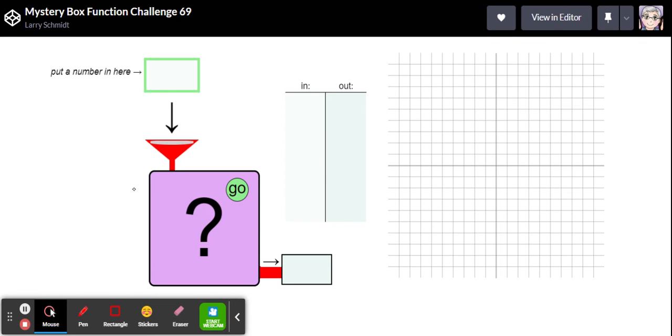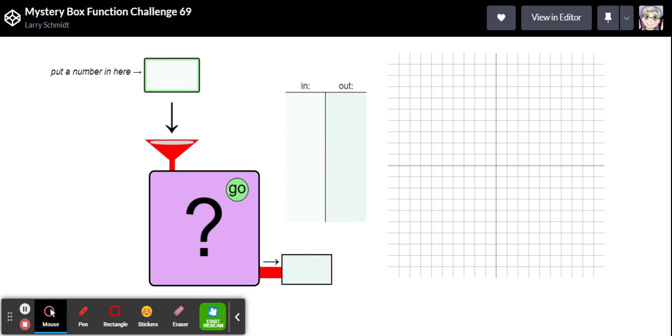In the purple box there is some mystery math and your challenge is to find out what that is. You can pause the video, go to the link in the description and get to this page where you can put in as many numbers as you like in the top and see how they're transformed as they come out the bottom. Use that information to find out what is inside that purple box. Then come on back and watch the rest of the video, see if you get what I get.